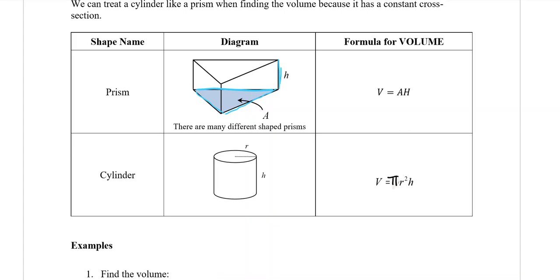volume of the prism. The cylinder, the end of the cylinder is a circle, which is why you can see the pi r squared in the formula, and then you times that by the height. So the formula is pi r squared h.